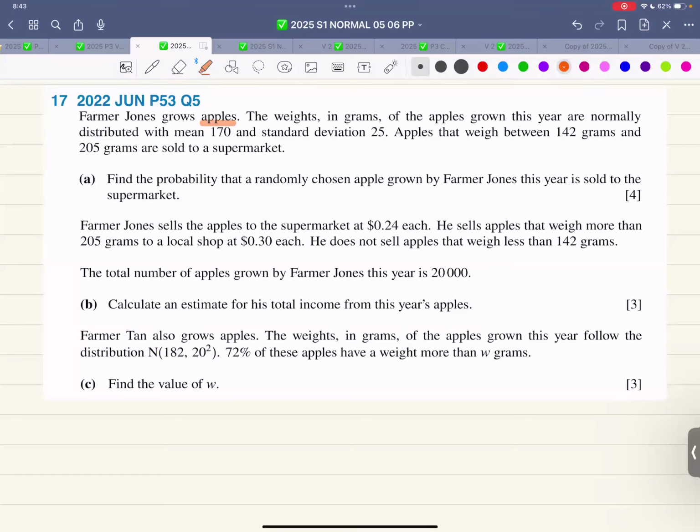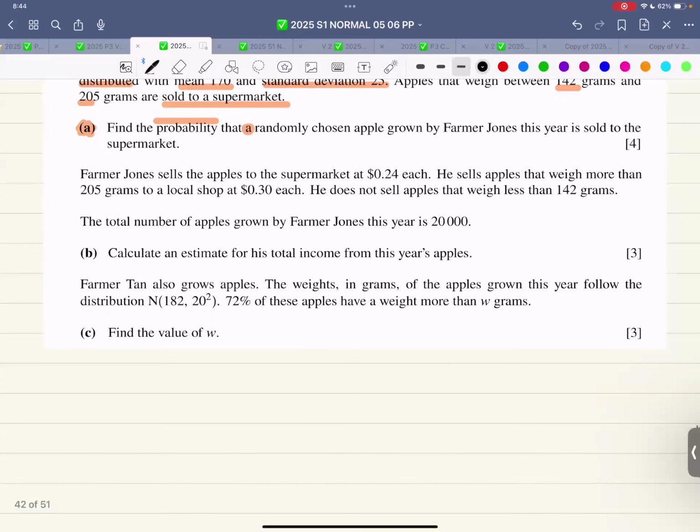The weights of apples grown this year are normally distributed with mean 170 and standard deviation 25. Apples weighing between 142 and 205 are sold to the supermarket. First part, find the probability that a randomly chosen apple grown this year is sold to the supermarket. So let's just focus our attention only on the first part.